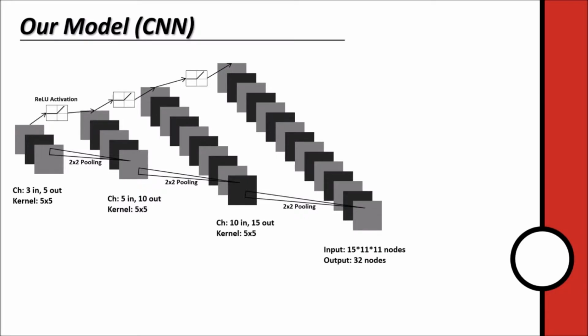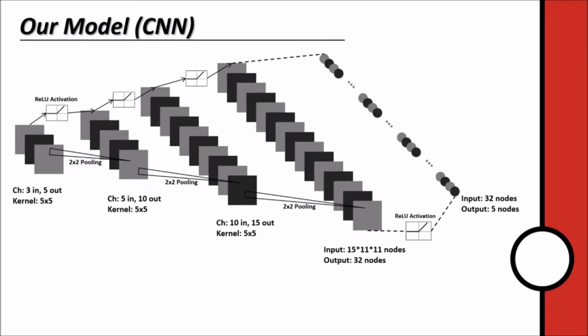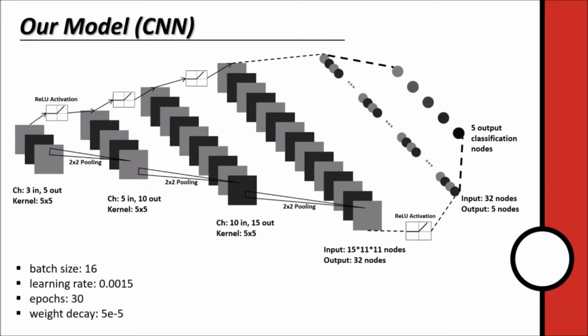Our primary CNN model has 3 convolution layers, each of which are passed through a ReLU activation function and a pooling layer. The 2-layer ANN classifier takes in feature maps of dimensions 15 by 11 by 11 and passes it through a hidden layer and a ReLU function before classifying the original sprite. The same batch size is used as the AlexNet model, but the learning rate and weight decay are increased to 0.0015 and 5 times 10 to the negative 5 respectively based on results from trial and error runs.